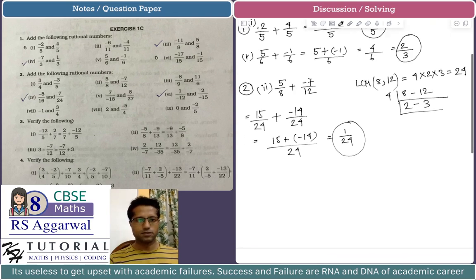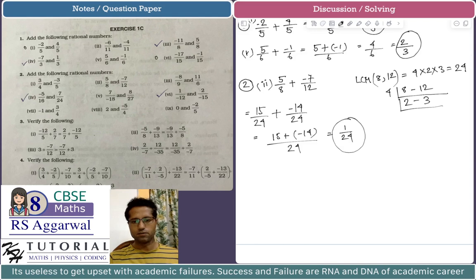Okay, let's move on to question number 3. This question is asking to verify the following. Let's take part 1. It is asking to verify whether minus 12 by 5 plus 2 by 7 is equal to 2 by 7 plus minus 12 by 5.